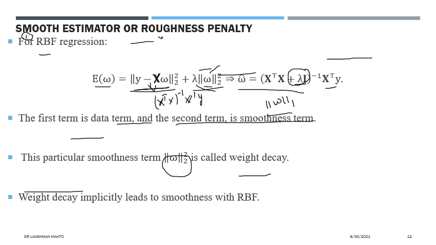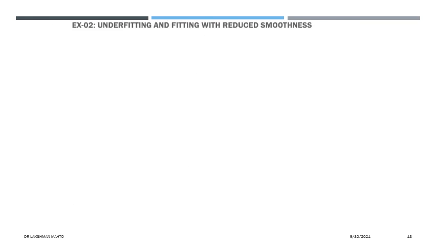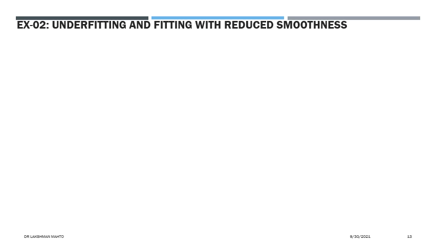So weight decay implicitly leads to smoothness with a radial basis function, because the basis functions themselves are smooth. If you take radial basis functions, those are defined from the Gaussian. Gaussian distribution is always smooth. Gaussian function is always smooth. So rapid changes in the slope of f are created only by those radial basis functions which have large weight. Only those we will take. Okay, so you can see one example like this.